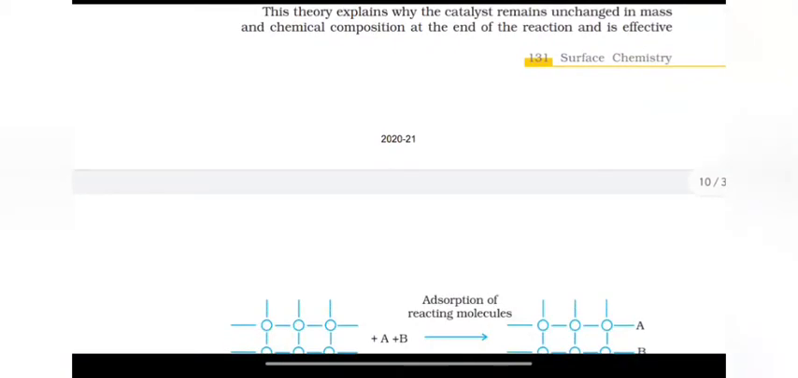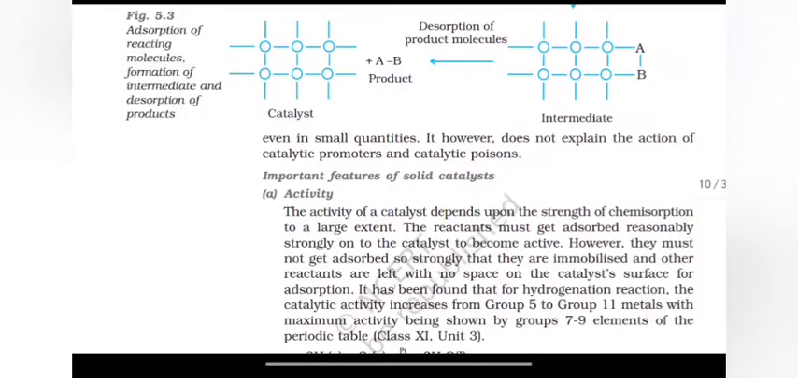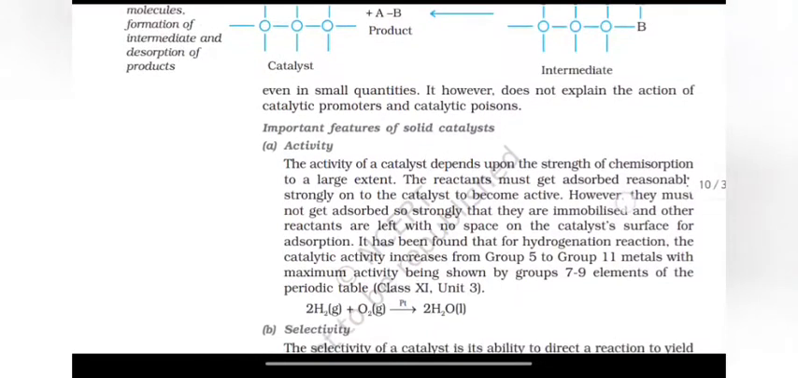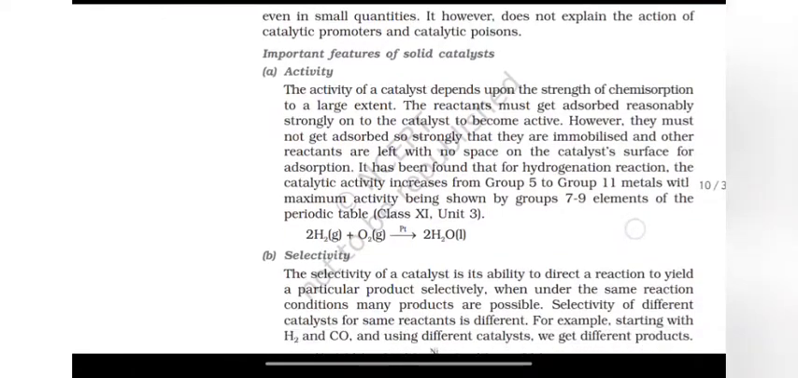This theory explains why the catalysts remain unchanged in mass and chemical composition at the end of the reaction and are effective even in small quantities. However, it does not explain the action of catalytic promoters and catalytic poisons.